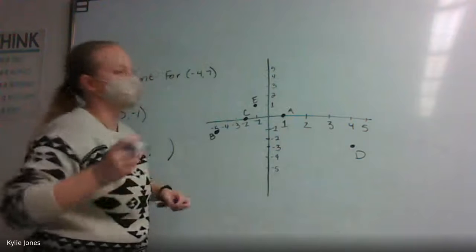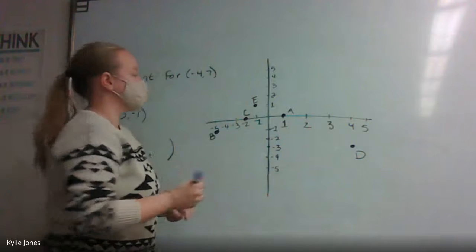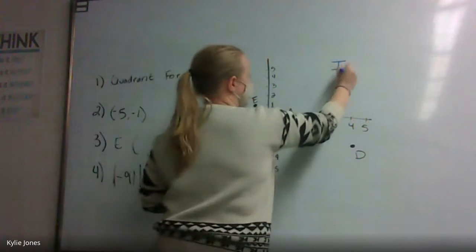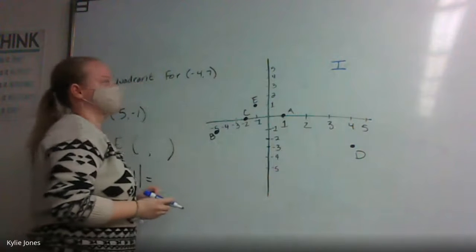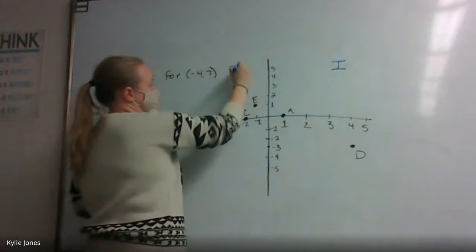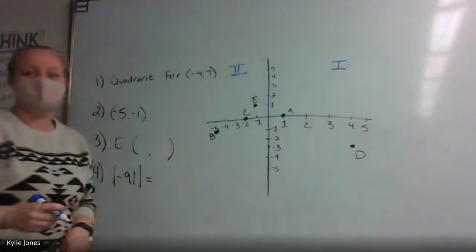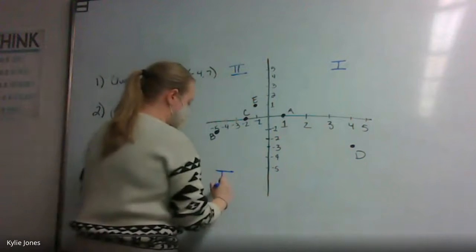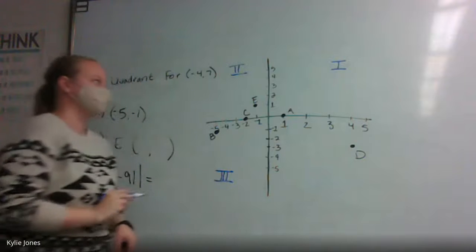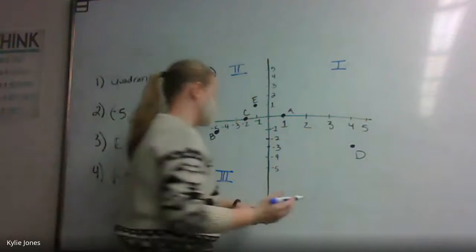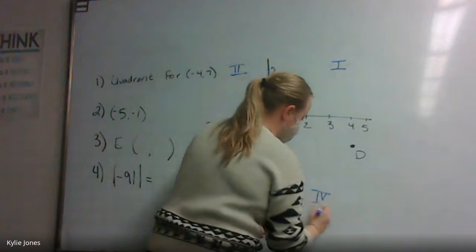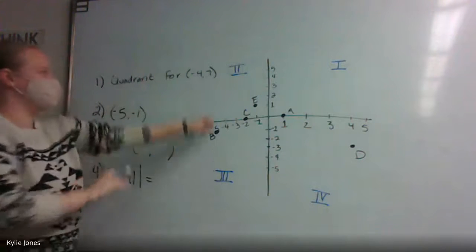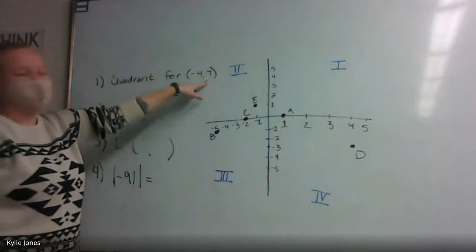Where's quadrant 1? Top right is quadrant 1. Where's quadrant 2? Top left. Quadrant 3? It's the bottom left. And where's quadrant 4? Bottom right. There's only one left, right? That's quadrant 4. So if we're plotting the point negative 4, 7, where does that go?